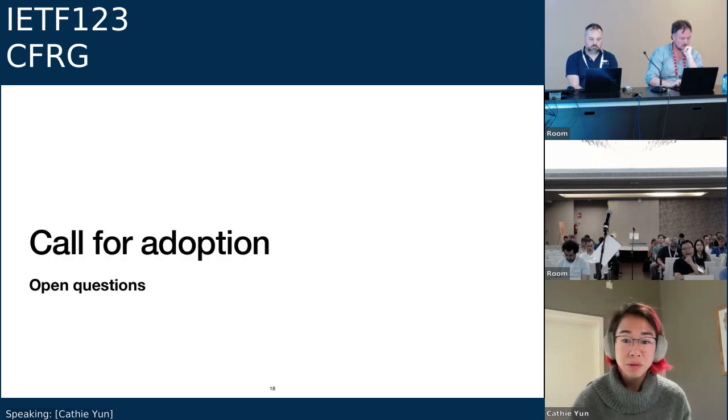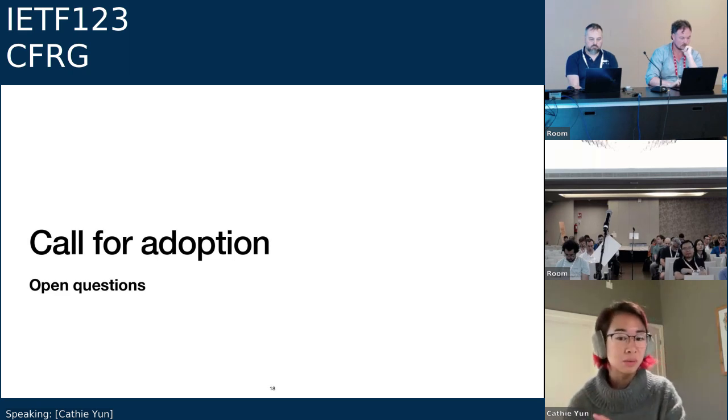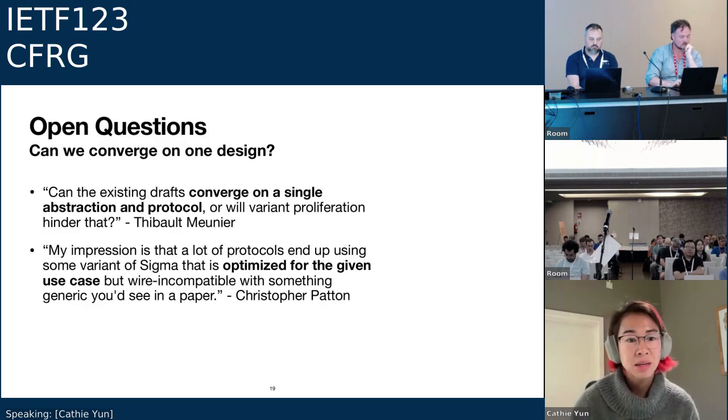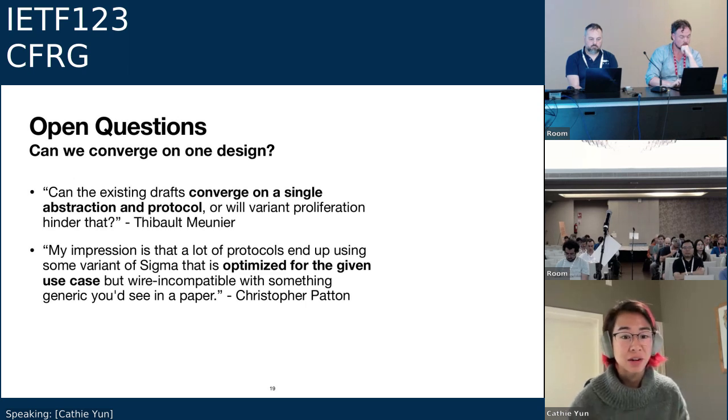And then there are some open questions from the call for adoption that I would like to half post to the group and half inform you of the stance that we are defaulting to taking. There's an open question from Thibaut of, can we converge to one design? Can these existing graphs converge on a single abstraction, or will we have variant proliferation? It's a good question. And from Christopher, that the specs that we see end up having some variant of Sigma that is optimized for the given use case.